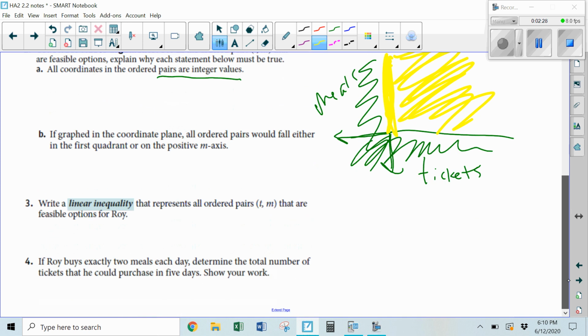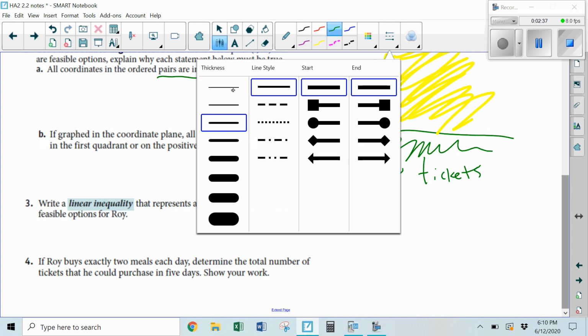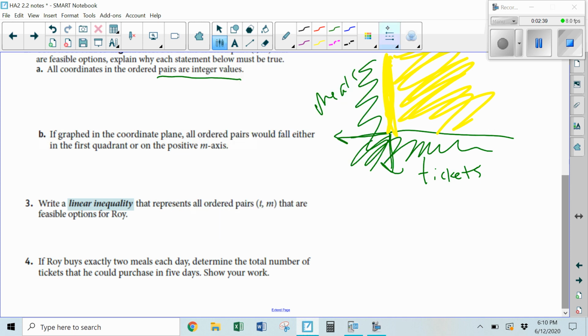Number 3. Write a linear inequality that represents all the ordered pairs, T, M, that are feasible options for Roy. This is probably the hardest one. Not sure how you came about writing yours or what form it's in, but here's what you might want to do. $100 per every ticket plus $40 per every meal. That's what he's spending. That has to be less than or equal to 1360.